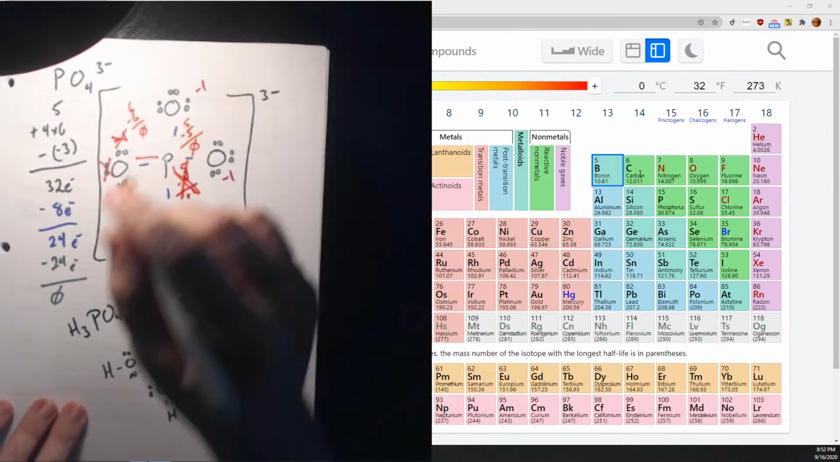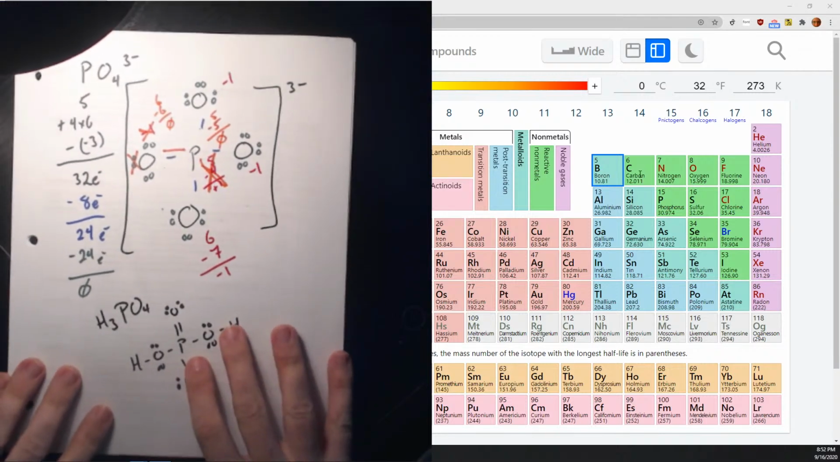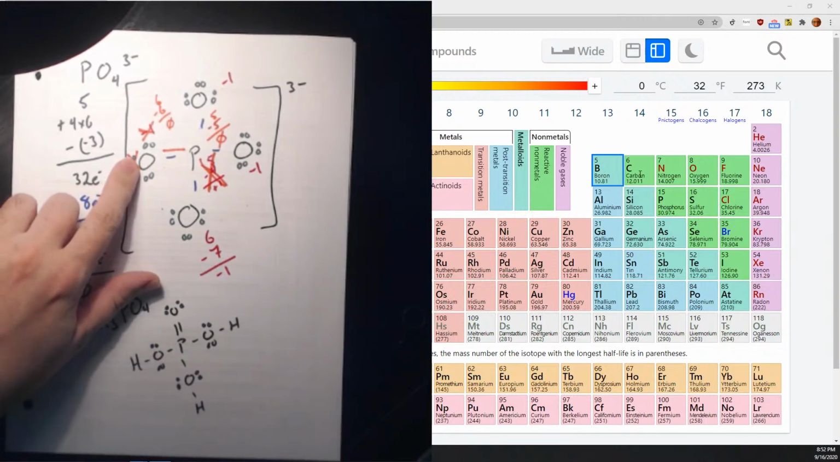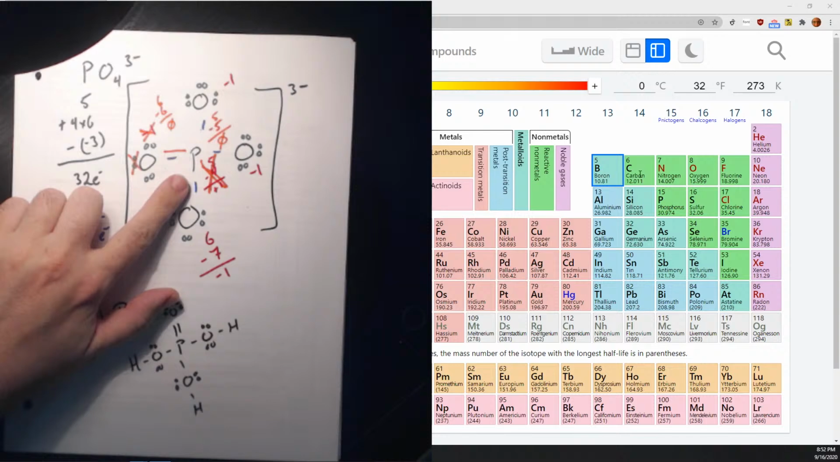So now it too has a 0 formal charge. So that is how you can use formal charge to improve a Lewis structure. Okay? If you turn a lone pair into a double bond, it will decrease the formal charge of one atom and increase the formal charge of the other.